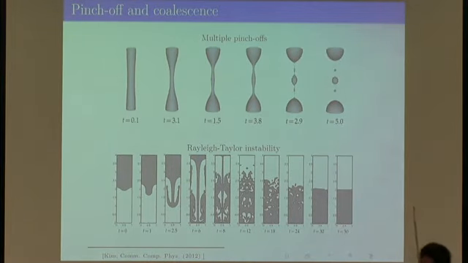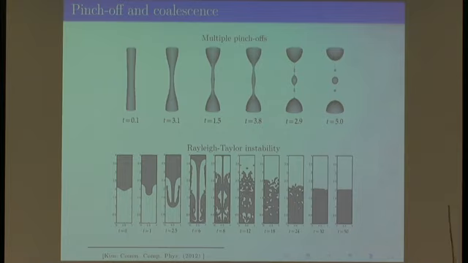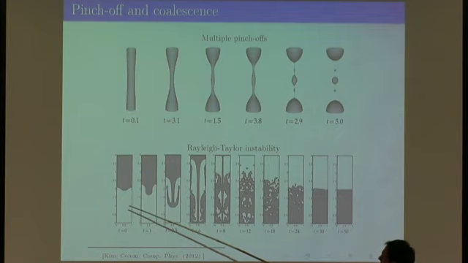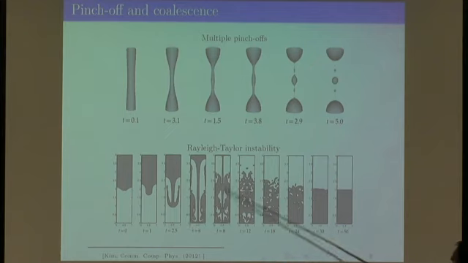Also, pinch-off is no problem for these methods, because topological transitions are easily done. Here you see multiple pinch-offs of a liquid column, or Rayleigh-Taylor instability, where a heavier fluid is placed upon the lighter fluid, and then of course the heavier fluid wants to go down, so this leads to intense mixing, lots of topological transitions, until finally the heavier fluid is on the bottom and the lighter fluid on top.